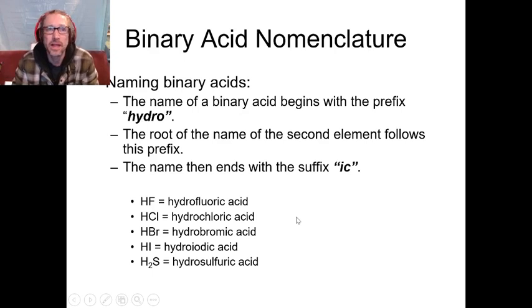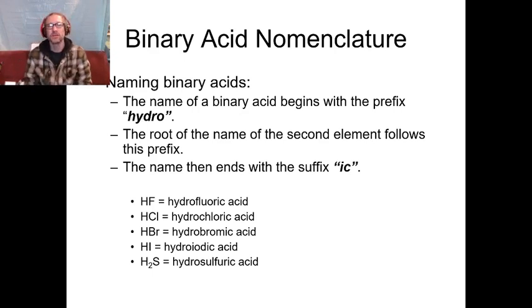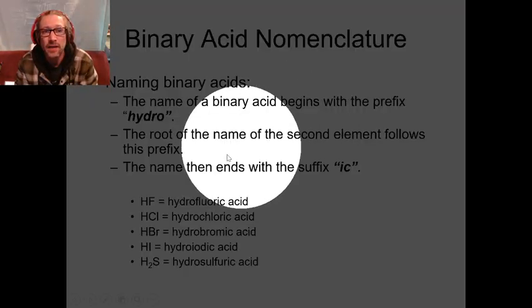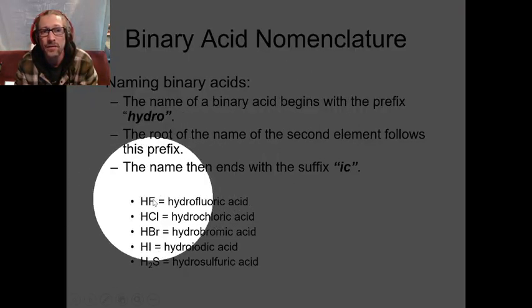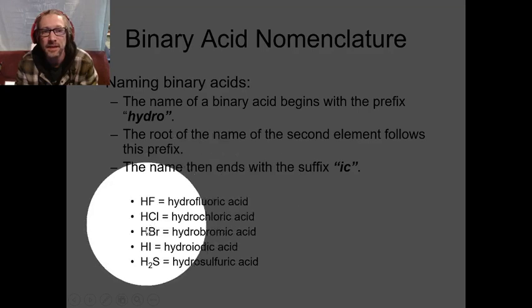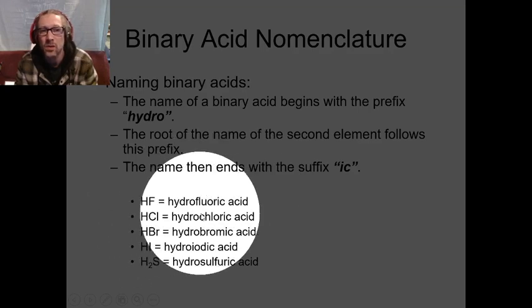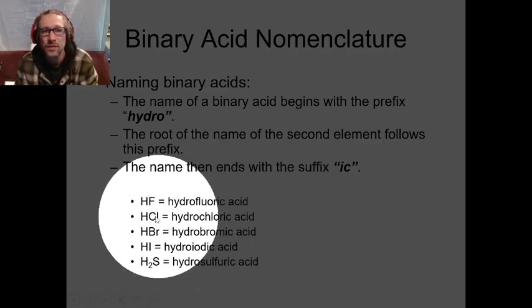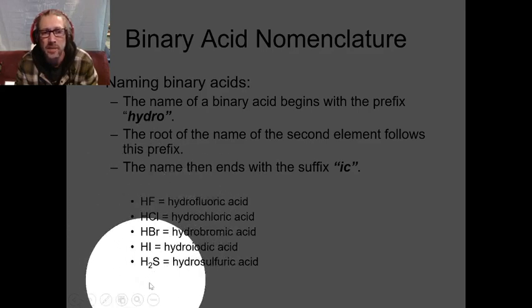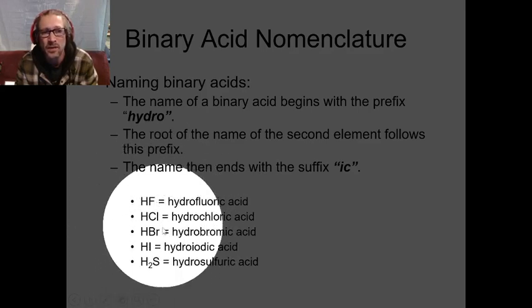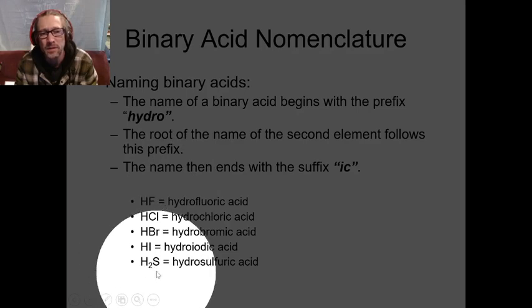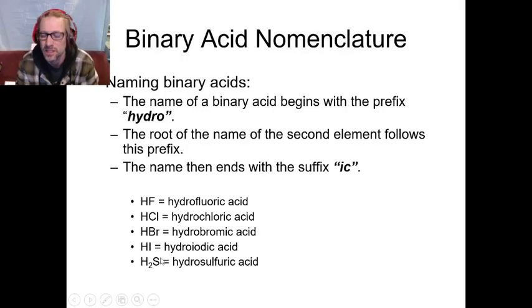Naming binary acids, we always start with the prefix hydro and then the root of the name of the second element. So we're going to take the root and then add ic to it. In the case of HF, we're going to call it hydrofluoric acid. Here, HCl, hydrochloric acid, so on and so forth. Now remember, these are binary, so they're going to be made of hydrogen and one other element, but we can't have multiple. We're just looking at two different elements within a binary acid.